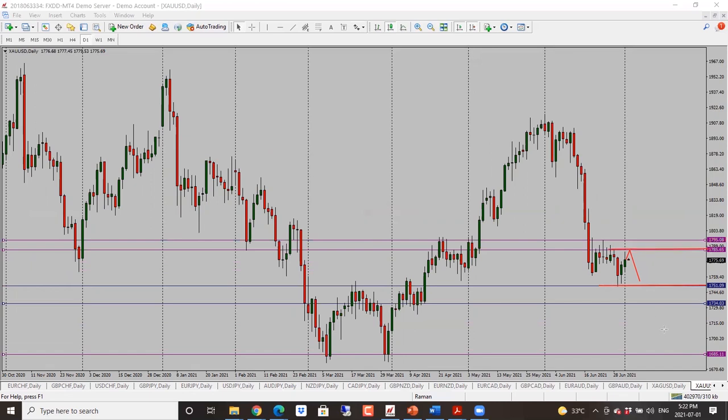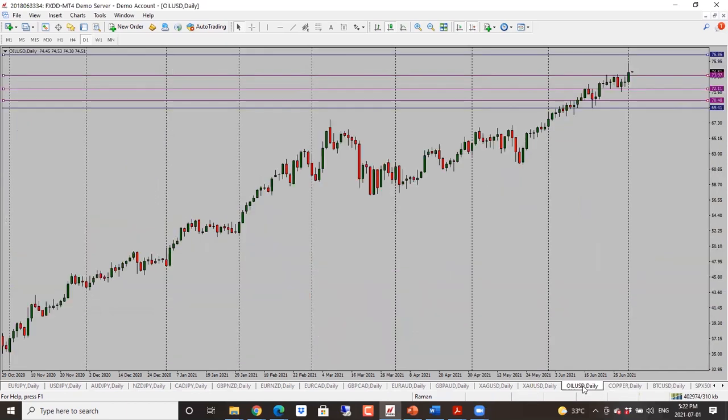So looking for a move lower here towards 1760 and then 1751. So neutral bias for now. Just basically it's been range bound here. So looking for it to reject the top of the range and come back down.